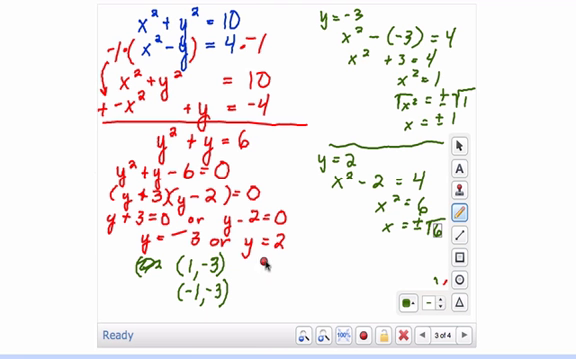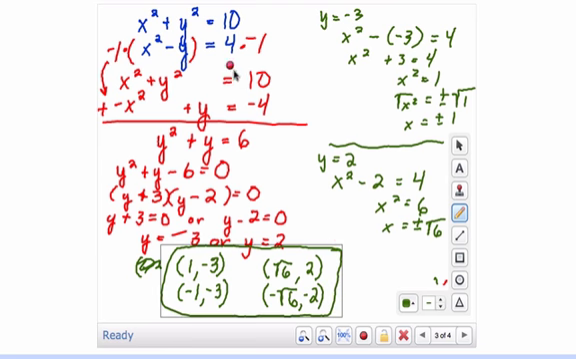So we also have 2 more solutions. When x is a positive square root of 6, y is 2. And when x is a negative square root of 6, y is 2. So these are your 4 answers.